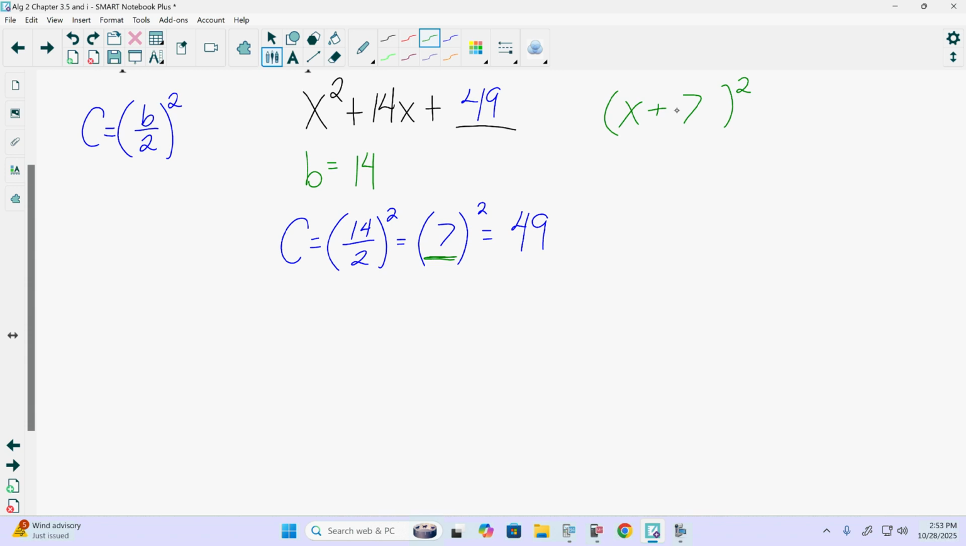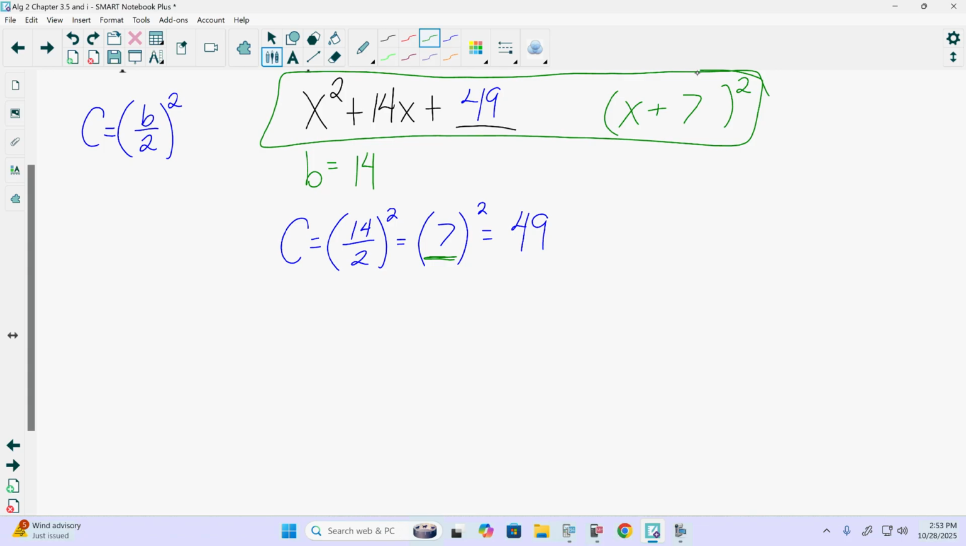So we take the number and sign inside the parentheses before we square it and find our value of c to help us find its factor. So the perfect square trinomial for this here is x squared plus 14x plus 49. The factored form of this is x plus 7 squared. And that's it.